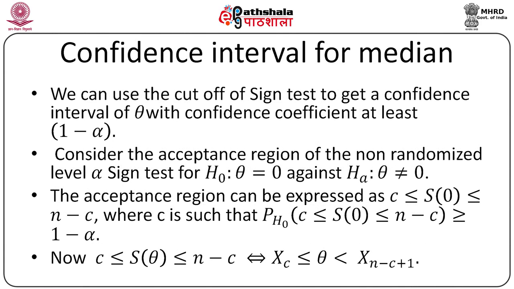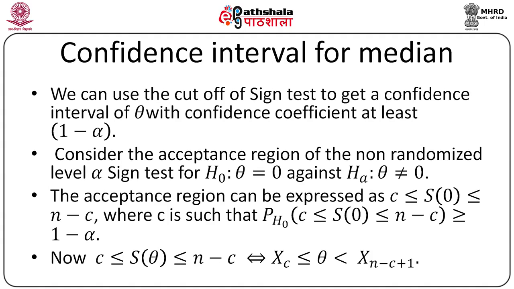Now, following any hypothesis testing procedure, the objective is to derive a confidence interval. In parametric inference, confidence interval is often obtained by inverting the acceptance region. In sign test, we also follow the same procedure to obtain a confidence interval for the median theta. Thus, we can use the cutoffs of sign test to get a confidence interval of theta with confidence coefficient at least 1 minus alpha. Consider the acceptance region of the non-randomized level alpha sign test for theta equal to 0 against theta not equal to 0.